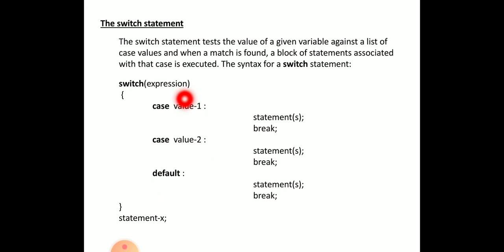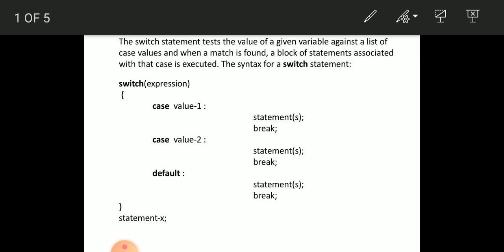If the value of the expression does not match any of the case values, the default statements will be executed. Otherwise, whichever case value matches the expression, only that case's statements will be executed. So the purpose of the default statement is that if no case label matches the expression, the statements inside the default will be executed. If the default is not given, no action takes place if all matches fail, and the control goes directly to the statement X.